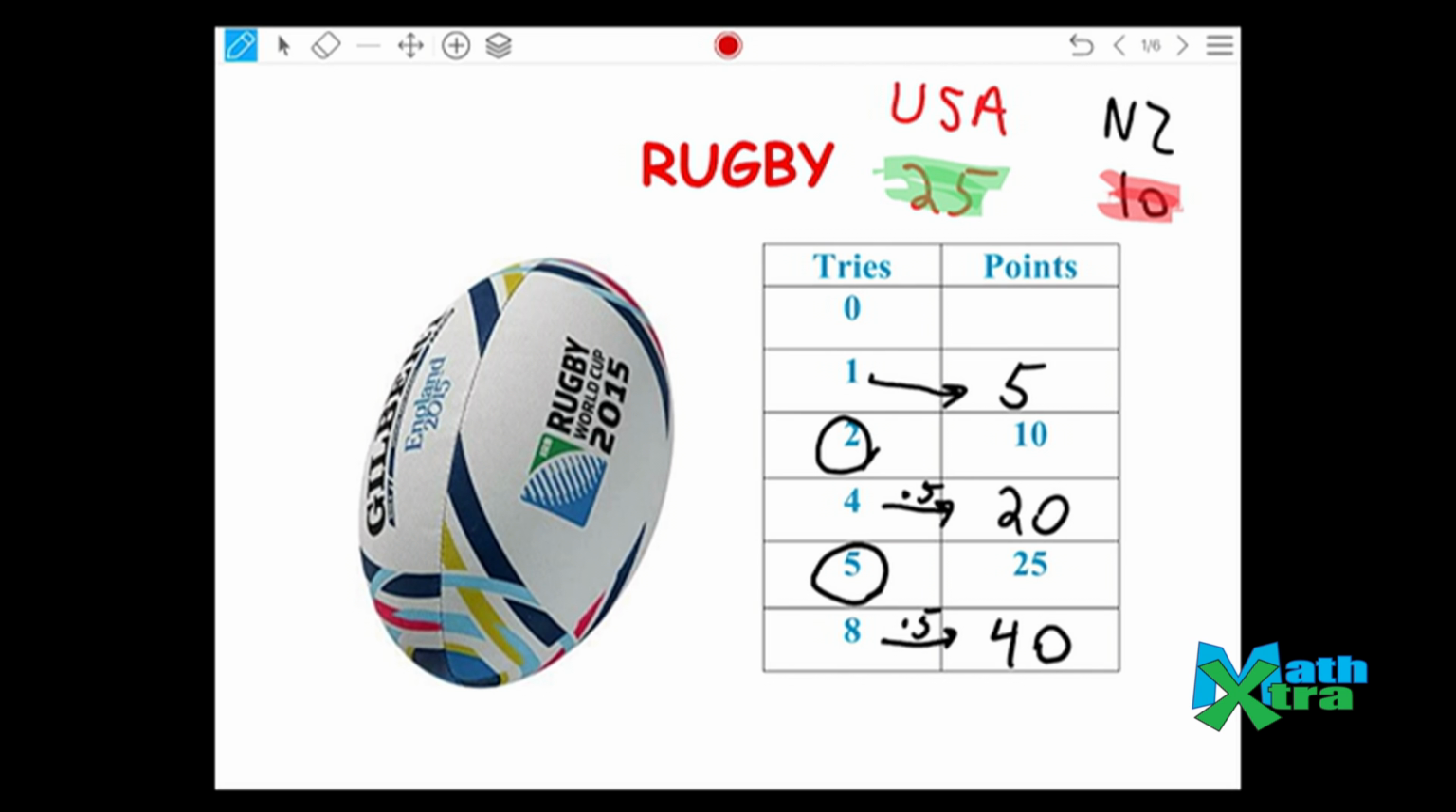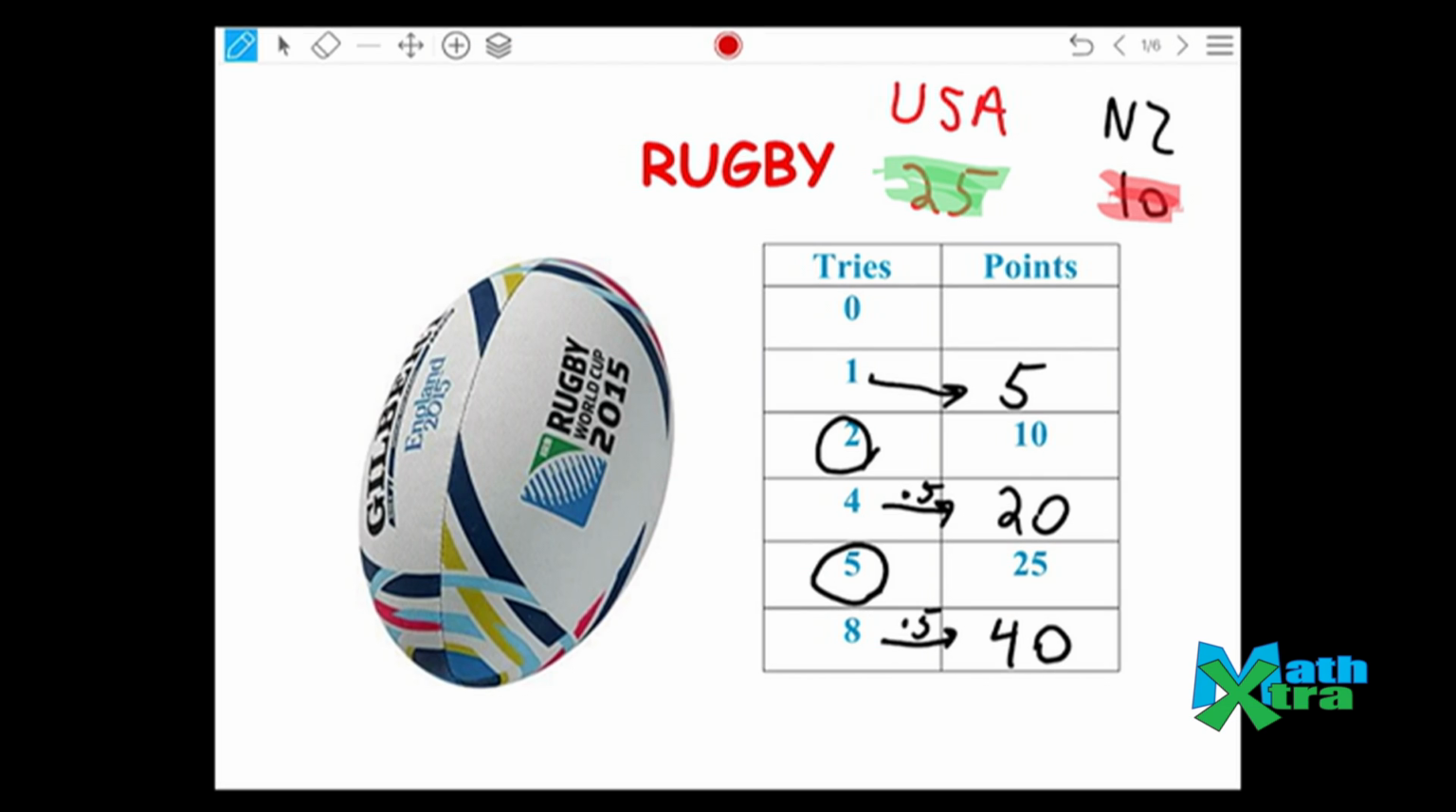Now, one of the most important things about all proportional relationships, if we have 0 tries, how many points is that going to be worth? Well, think about it. If you don't score any points, 0. Every proportional relationship goes through that point 0, 0. And we're about to see how that looks visually on a graph. We have our table here. We've seen our relationship. We know for every try is worth 5 points. If we multiply the number of tries times 5, we get the total number of points. Now let's see what it looks like on a graph.